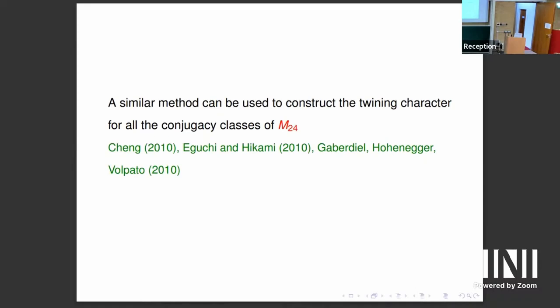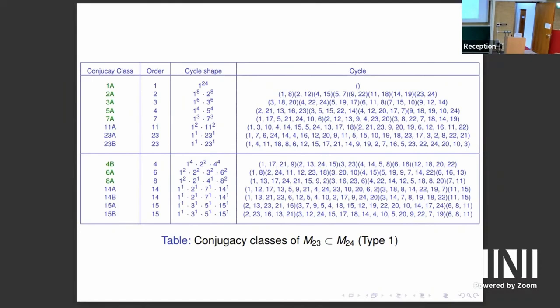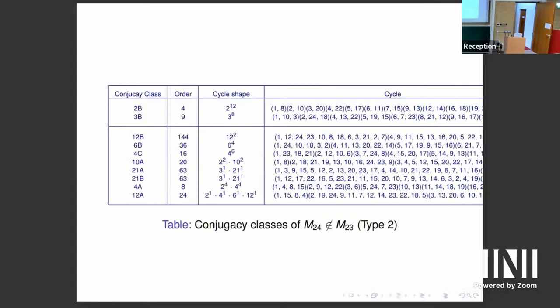Now, here is the list of the conjugacy classes. So these are the CHL orbifolds, okay? And this is the cycle of the conjugacy class and so on. There's some more in this. There is another set of type 2, which is a little bit bigger. It's in a conjugacy class which doesn't belong to this subgroup. So it is this particular class. So there are these 26 conjugacy classes.